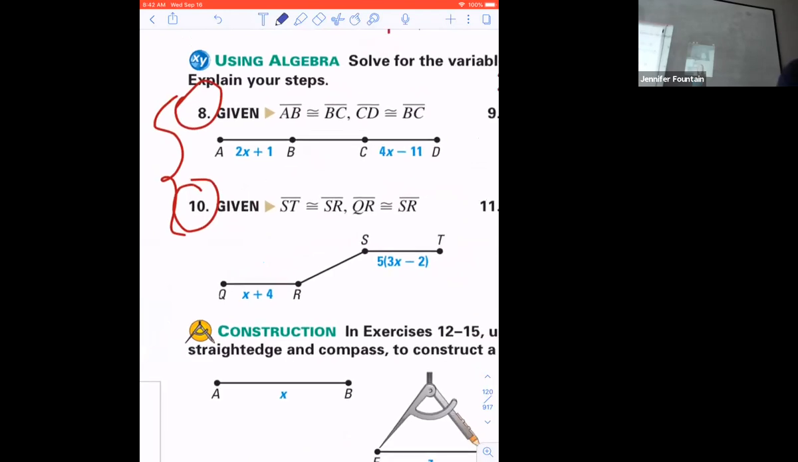So if we look at number 8, the given was that segment AB was congruent to segment BC. Segment CD is also congruent to BC. And so how did you need to set up your equation on that one? 2x plus 1 plus 4x minus 11. Okay, since we know that they're congruent, we had to set them equal to each other. And so we found 2x plus 1 equals 4x minus 11. So what did x equal?